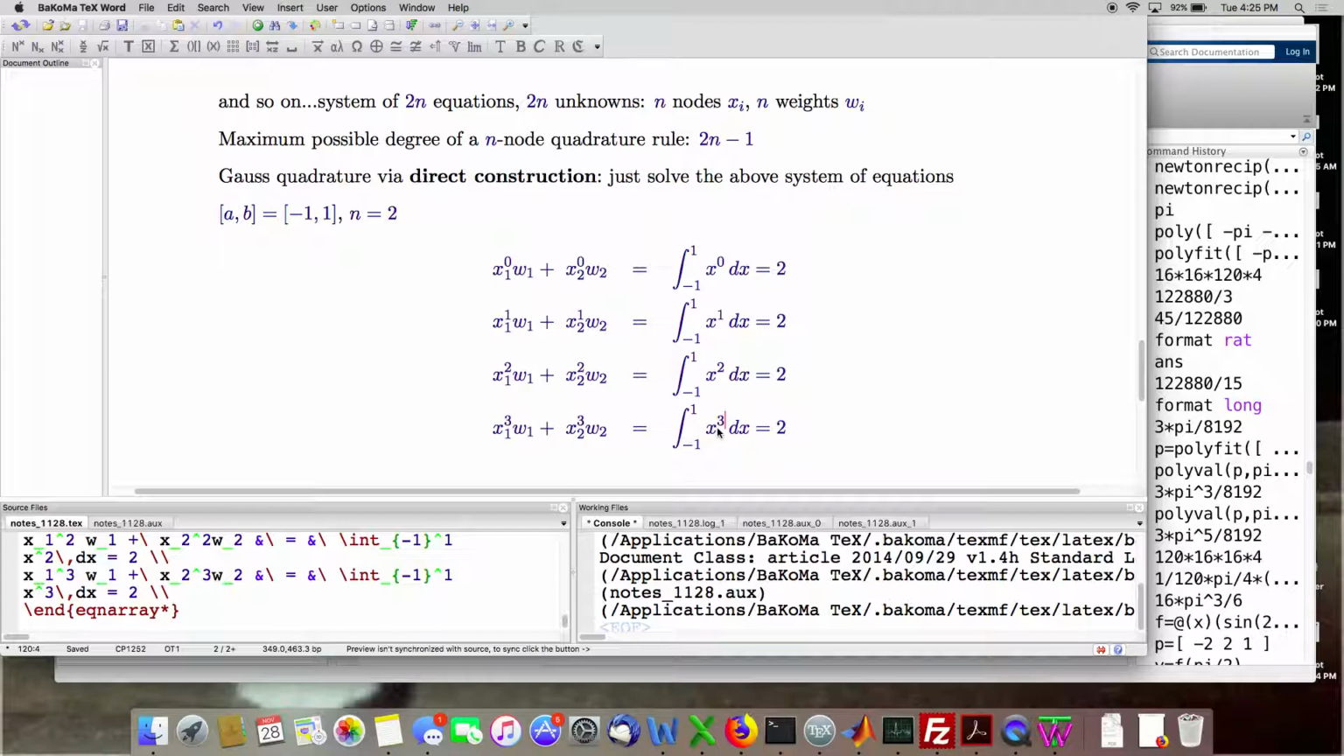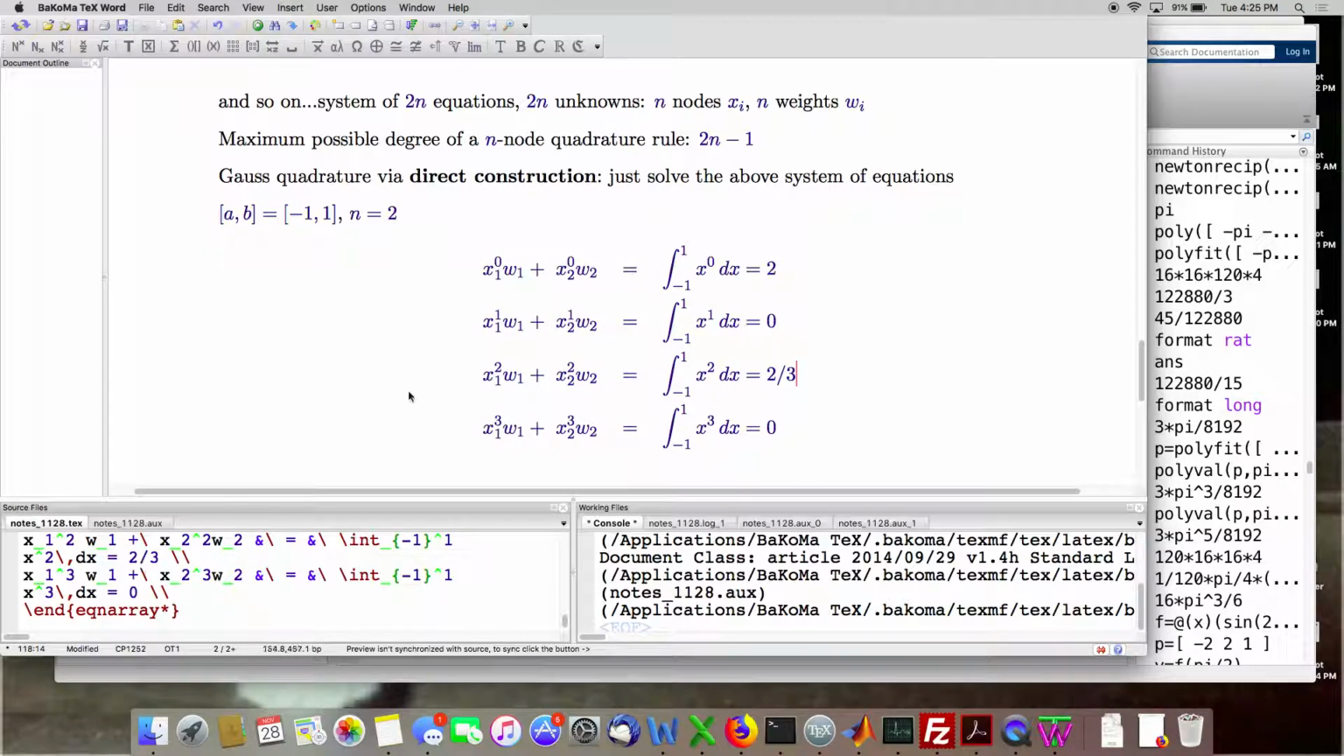x to the first, x cubed, the odd ones. Can anyone tell me what those are equal to without actually doing any work? Why? Odd function. The integral of an odd function over a symmetric interval is 0. For x squared, you can't say it's 0, but it's equal to twice the integral from 0 to 1. The integral of x squared from 0 to 1 is 1/3, so you double it and you get 2/3. So this is your system of equations to solve.